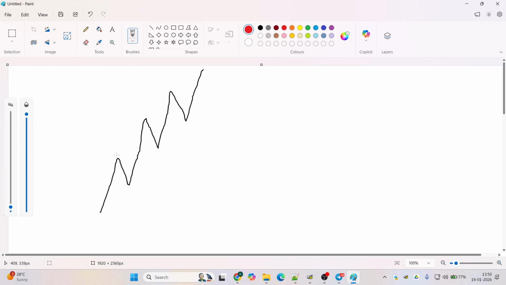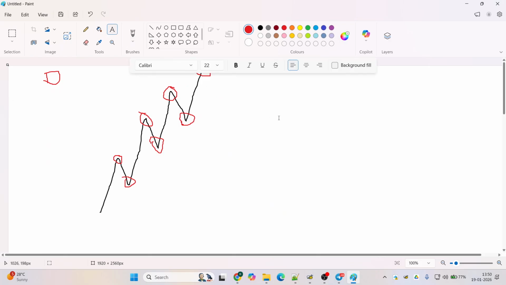So assuming that this is a day chart. Okay, so this is the first day of closing, this is the second day, this is the third day, this is the fourth day, this is the fifth day, sixth day. Okay, and here it has closed up to the seventh day. Okay, so now what will happen?